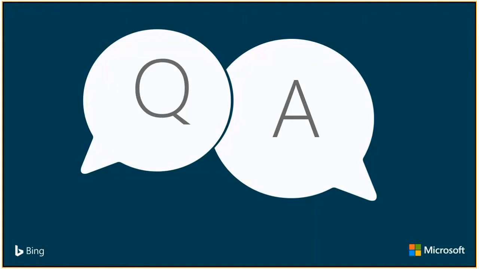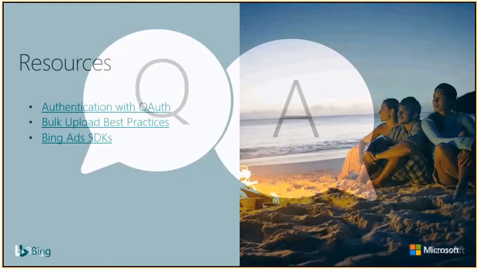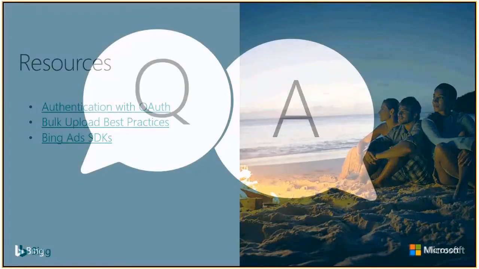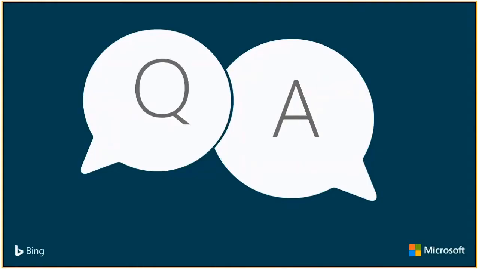So now that we've shared how to get started with OAuth and best practices using the Bing Ads Bulk API and SDKs, we'll go ahead and see if we have any questions that have come in throughout the webcast. I do see one question here. They're asking, the sandbox currently uses username and password instead of OAuth. Any chance this can be updated to match production?